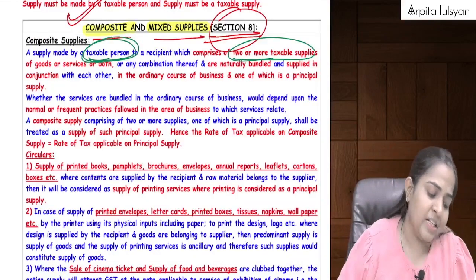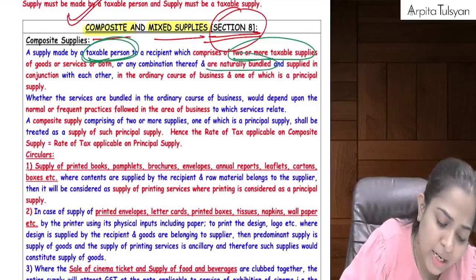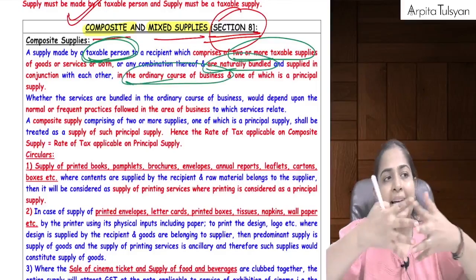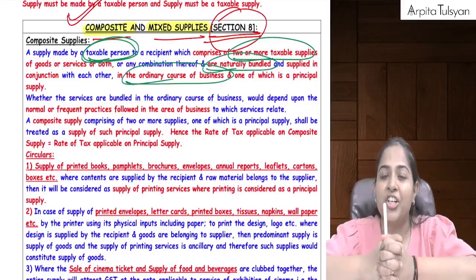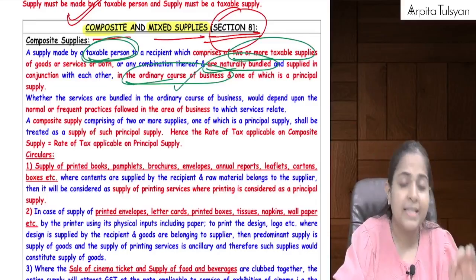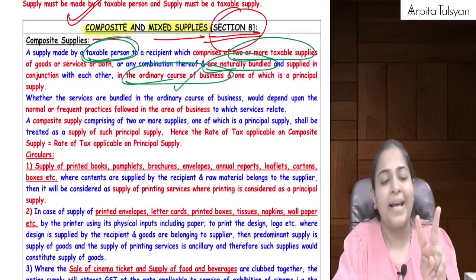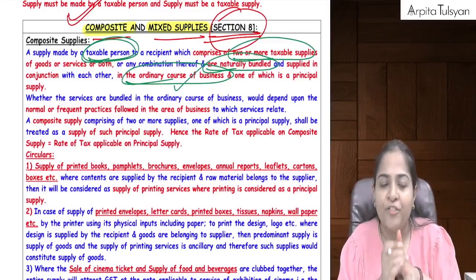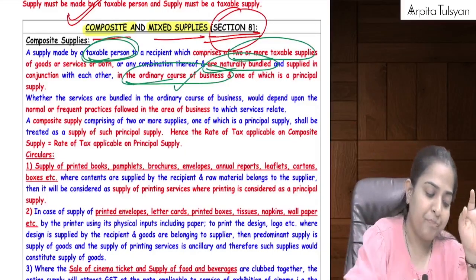Then in such a case, these are naturally bundled together in the ordinary course of business. These are generally supplied in conjunction, or generally supplied together only in the ordinary course of business, and out of these two supplies, one of them is a principal supply.